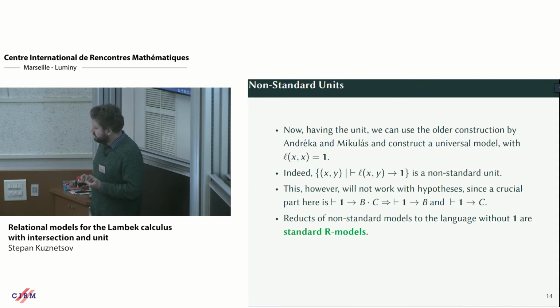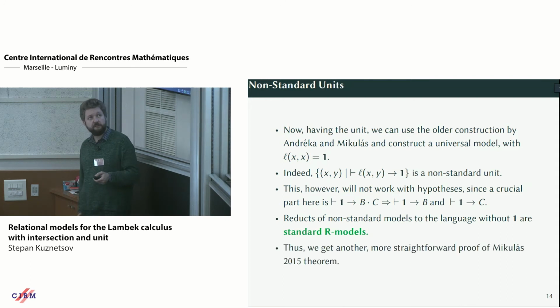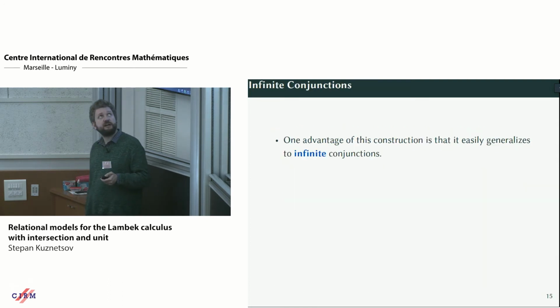An interesting thing is that if you consider the reduct to the language without the unit and remove all this non-standard stuff, then you will get standard R models. This means that we have another, more straightforward proof of Mikuláš's 2015 theorem. But it's also extendable to infinite conjunctions, because in Mikuláš's proof, formally speaking, there were filters closed only under binary or finite conjunctions, finite meets. But here we can also handle infinite ones.